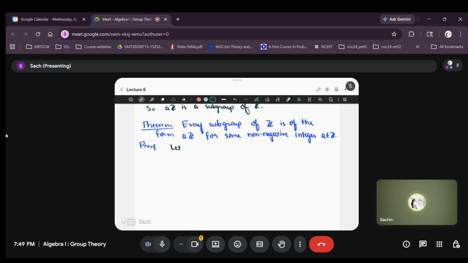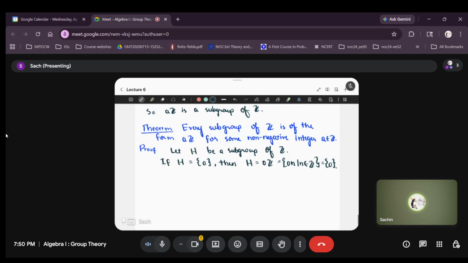We have to show that any subgroup H is of the form AZ. So we'll say let H be a subgroup of Z. If H is simply the trivial subgroup, then H is 0Z, which is simply 0 times n in Z. All multiples of 0 are simply 0. So H can be written as 0Z.